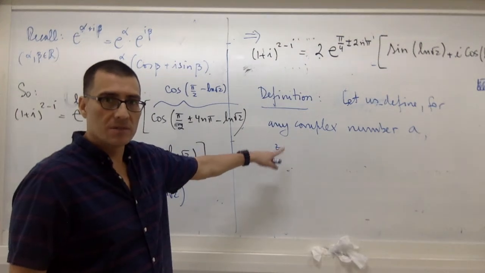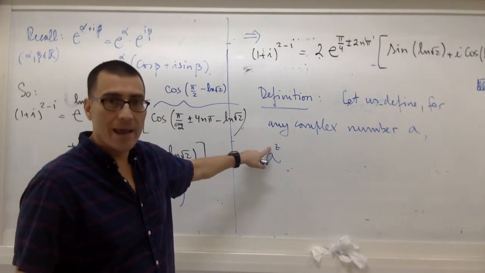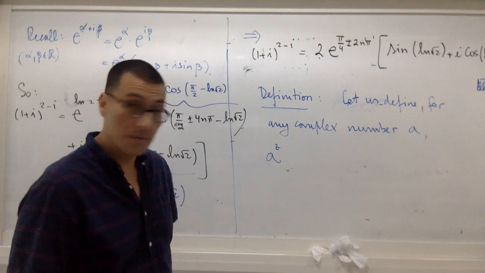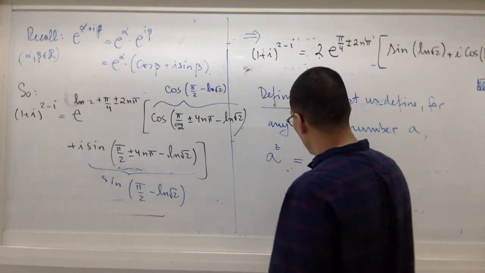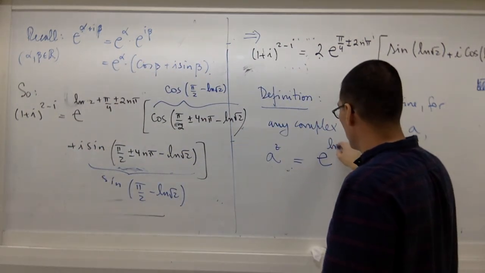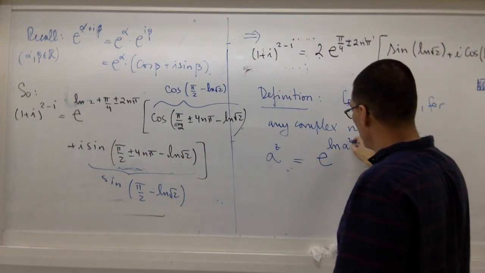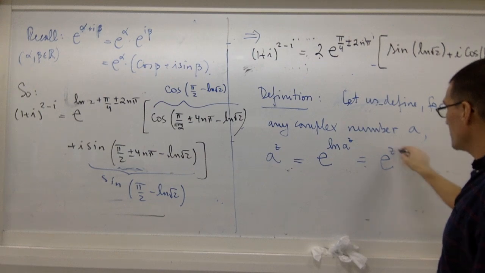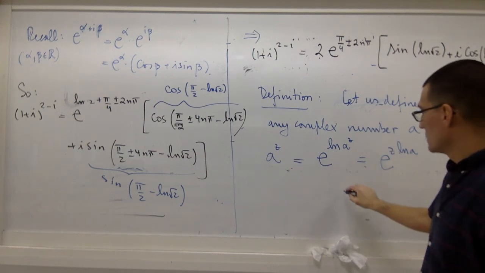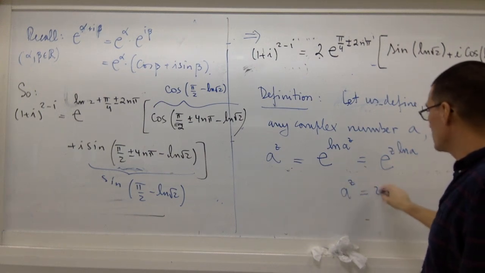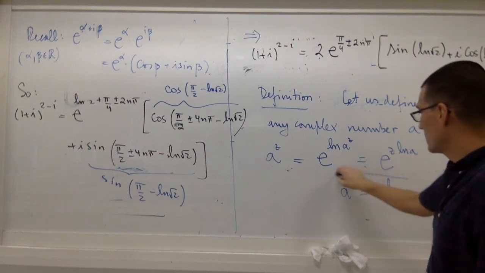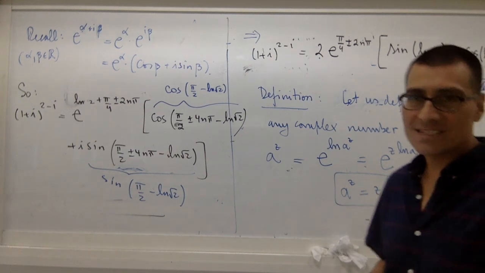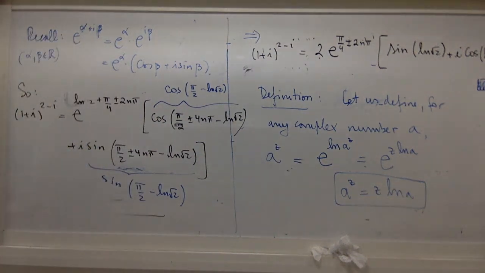Not z power a or z power c. Now it's a power z. So what is it? Same thing. By definition, this is the exponential of the logarithm of a power z. But z can come out of the logarithm. So this is going to be the exponential of z times the logarithm of a. So we define a power z to be the exponential of z times the logarithm of a. It's just another definition that will allow us to do mathematics, computation.